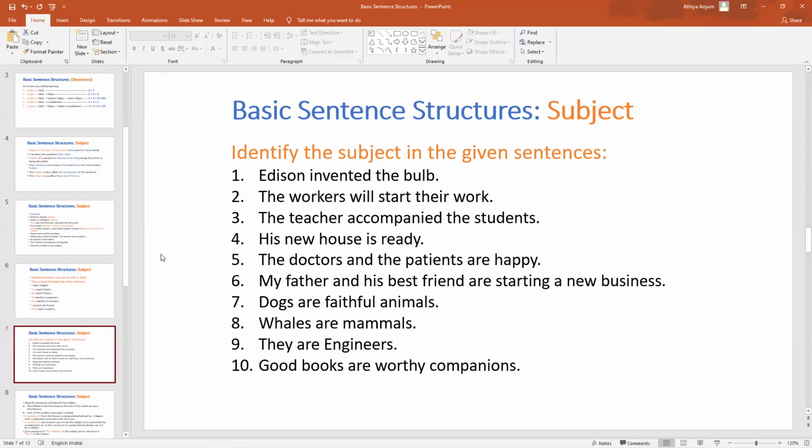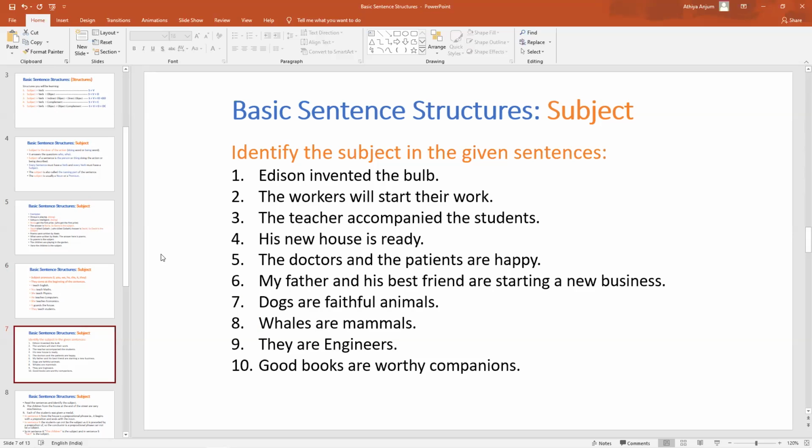So how will you try to identify the subject? By asking the question who. So here, how will you frame the question? Who invented the bulb? What is your answer? Edison invented the bulb. So which part? Now, what is the subject here? Edison becomes your subject, right?